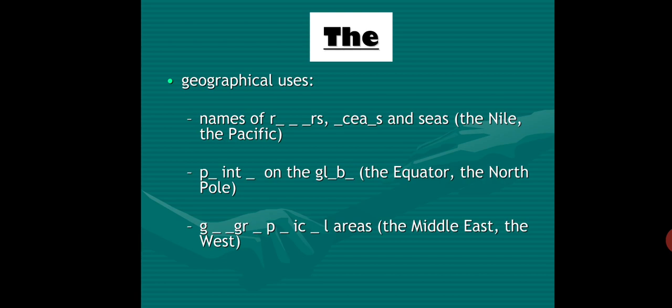Geographical uses. Names of rivers, oceans, and seas. The Nile, the Pacific, the Western Philippine Sea or the West Philippine Sea. Points on the globe, the equator, the North Pole. Geographical areas, the Middle East, the West.